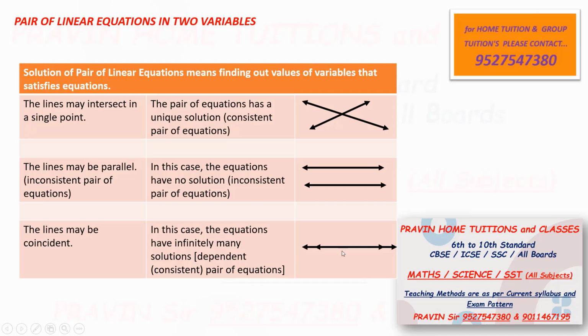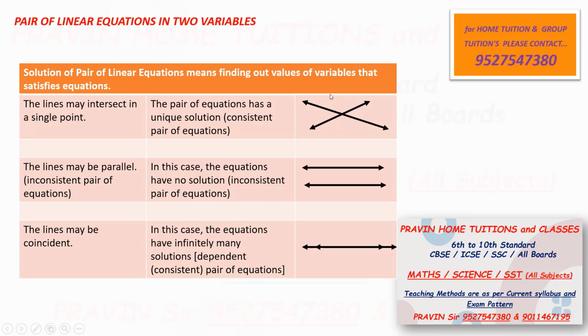Now the third case. Third case is line 1 coincident with line 2. In this case, we can call these a dependent consistent pair of equations, and it has many solutions. 1, 2, 3, 4, 5 points, all the points on the line satisfy both the equations. Solution means finding out values for variables that satisfy the equation.